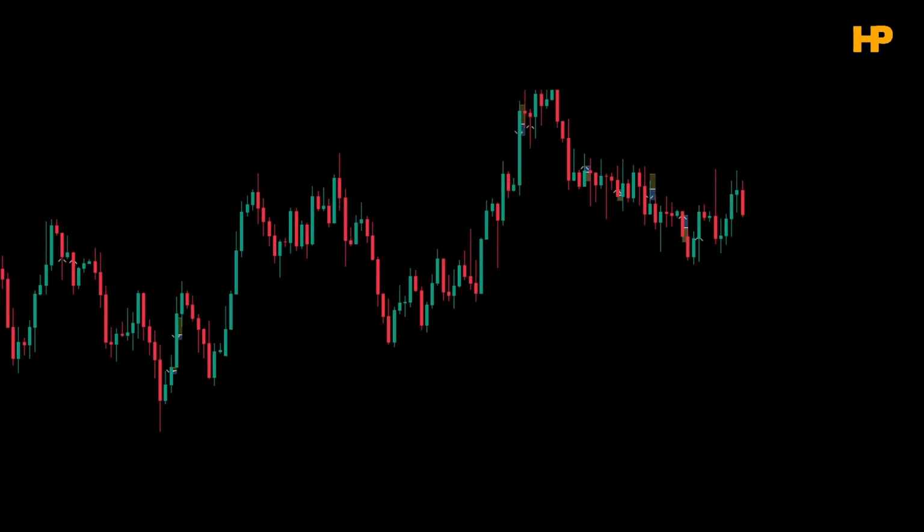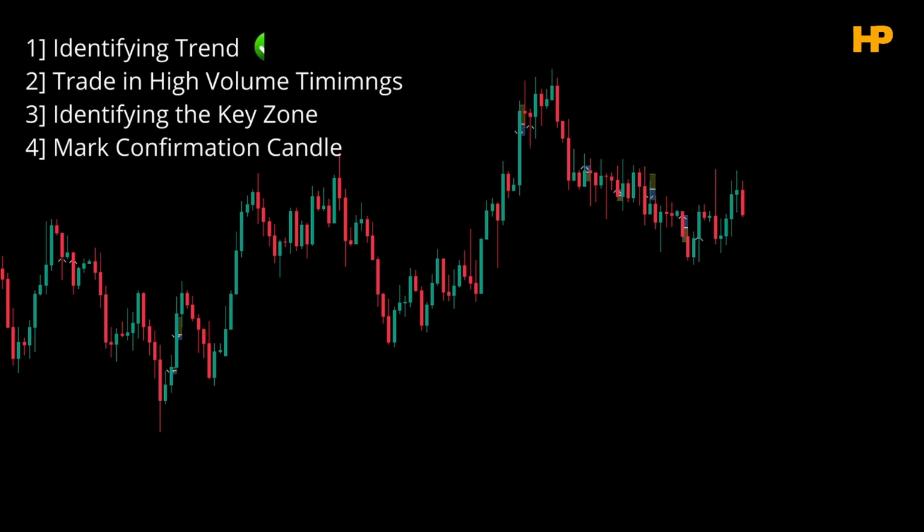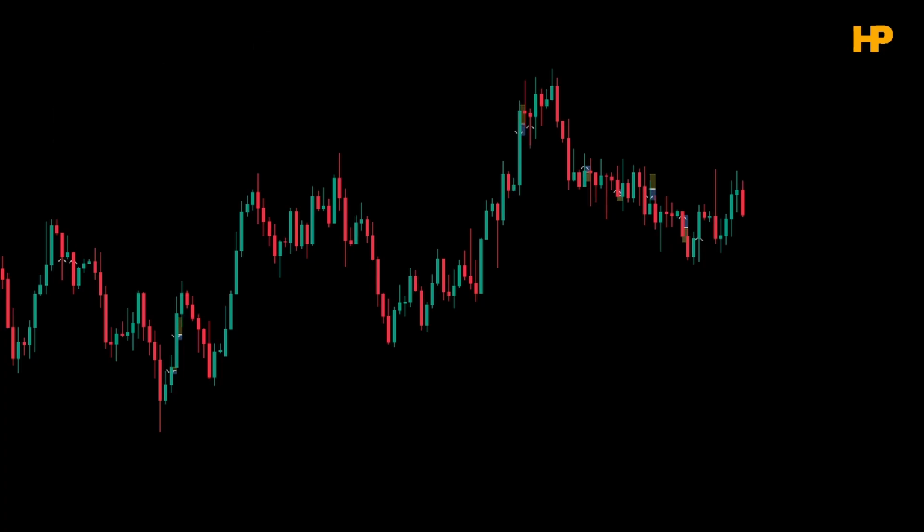Let's see it. It is a counter trend at resistance. First of all, we have to identify the trend. As you know, price clearly forms lower highs and lower lows. See, price drops here and retraces, drops and retraces, and the same pattern. So we confirm this is a downtrend. Our first rule, identifying the trend, is satisfied.